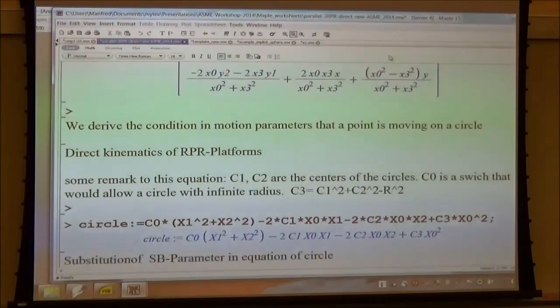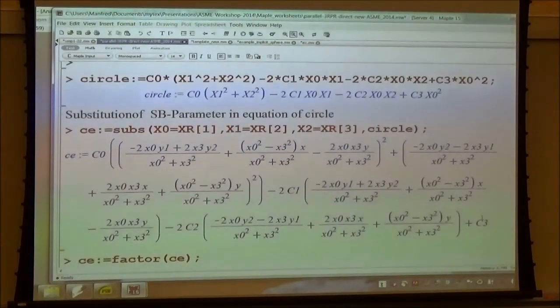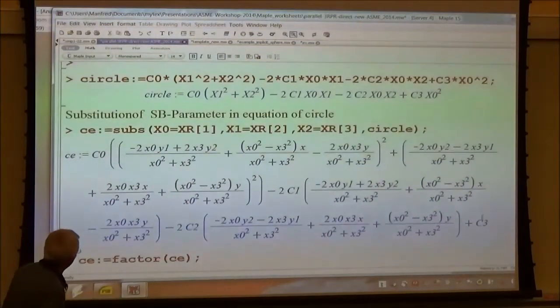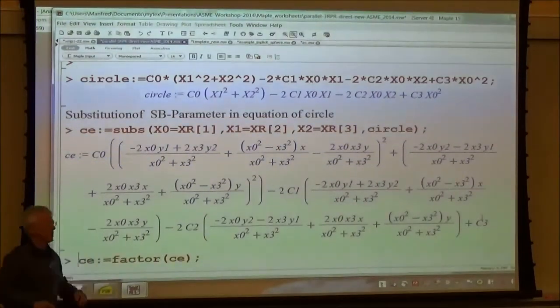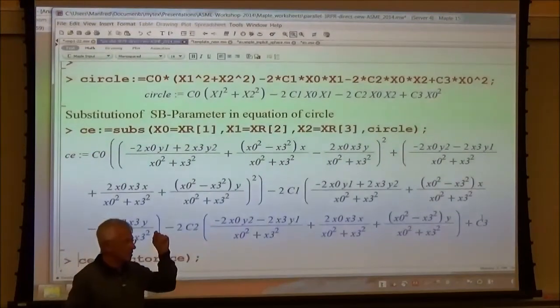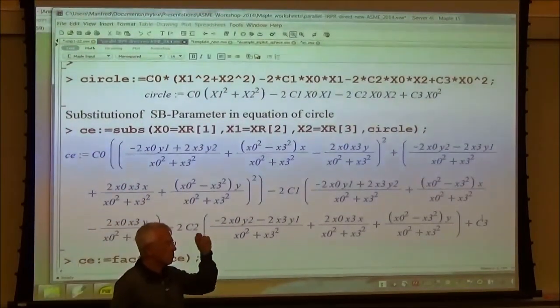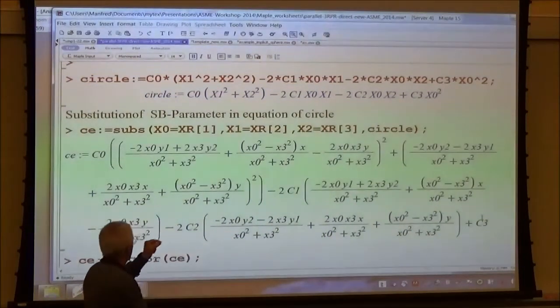Okay, so we have this circle equation. And now you will see, we substitute, just as Jeff said in the morning, here it's done online. We substitute the motion parameters into this equation, meaning essentially nothing else than that you describe a point, a moving pivot, in the fixed system. This is what this does.